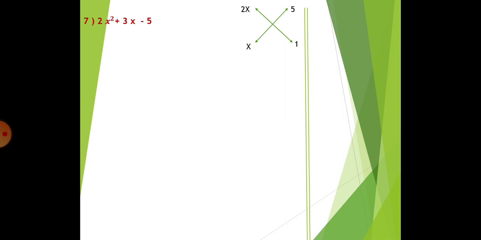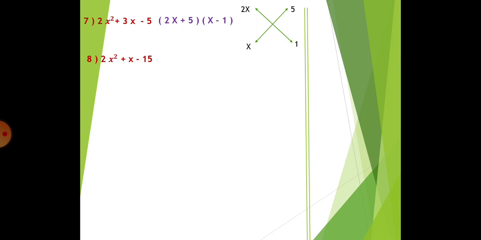If the absolute term is negative, we put one bracket positive and the other negative, and the greater takes the middle sign. Greater here: 2 times 1 equals 2, 5 times x equals 5, so the greater is 5. So we can write (2x plus 5)(x minus 1).